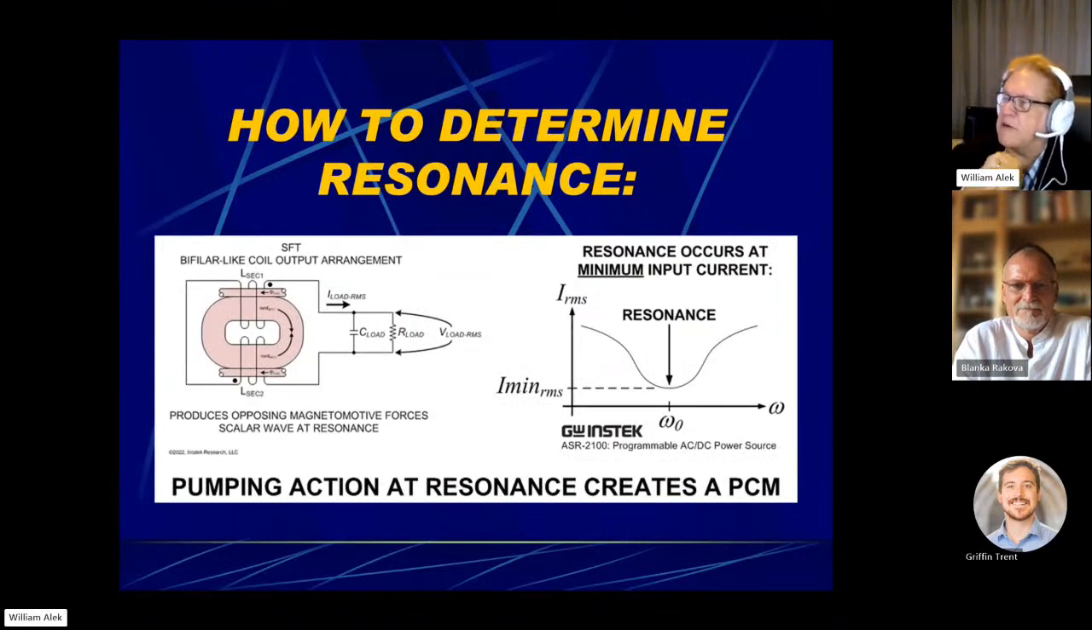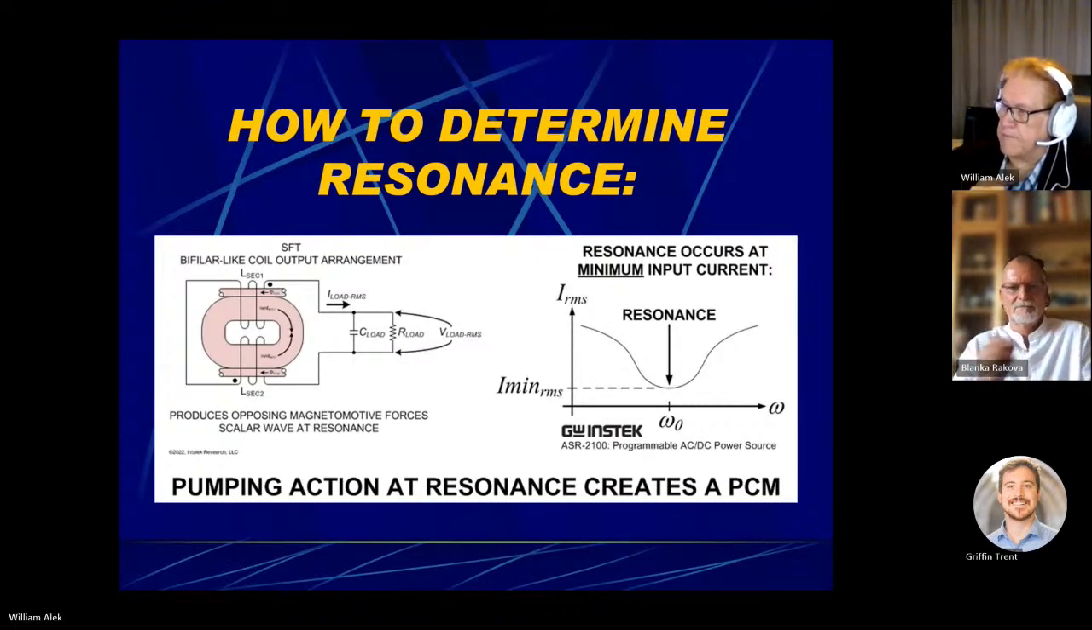Next slide. How do you determine resonance in these type of circuits? Okay. Well, it's a capacitor inductor combination here. So if we look at the output of these devices, we see that there's a convergence occurring with the magnetomotive forces. Okay. And this is what's producing the scalar wave in our device. And so at resonance, we have minimum current in our device. It's operating at the minimum current level. And that current could go almost to zero.